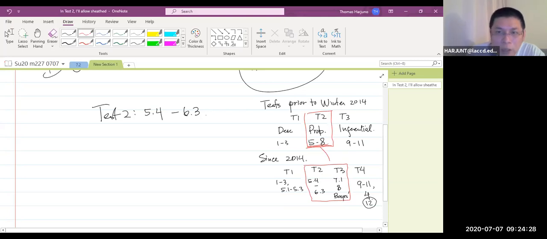And then I tried that again in spring 2014. I tried that again in fall 2014, and the result is actually consistently, significantly better than if I only have 3 tests.